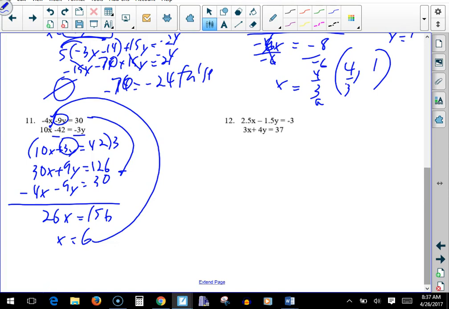So I'm going to plop it in the second one, 10x. So 10 times 6 is 60. Minus 42 equals negative 3y. 60 minus 42 is 18. Negative 3y, which means y is negative 6. So my point of intersection is 6, negative 6.